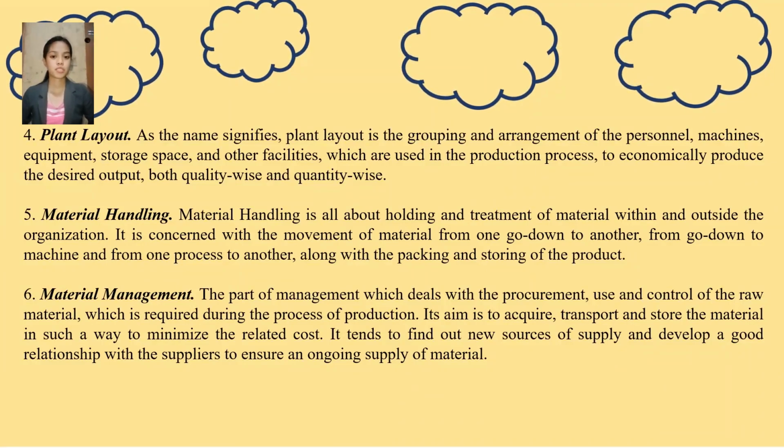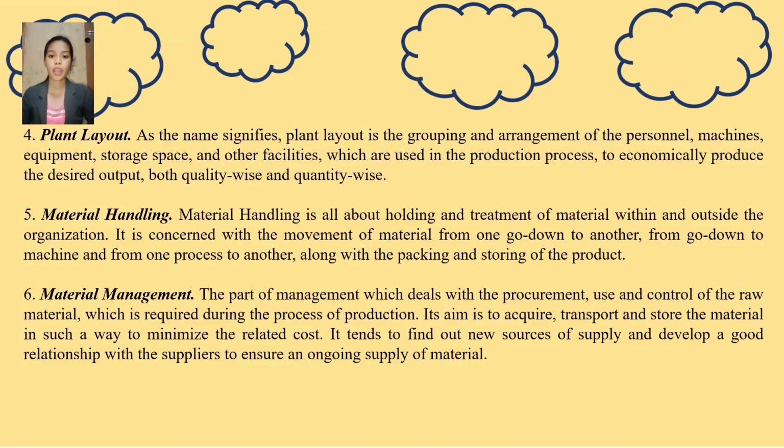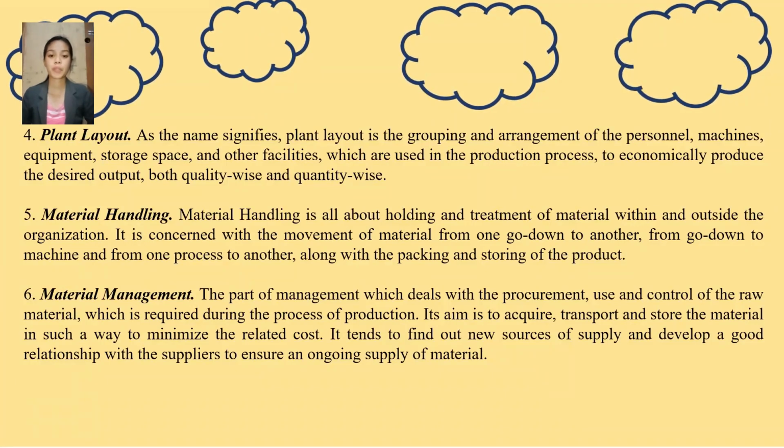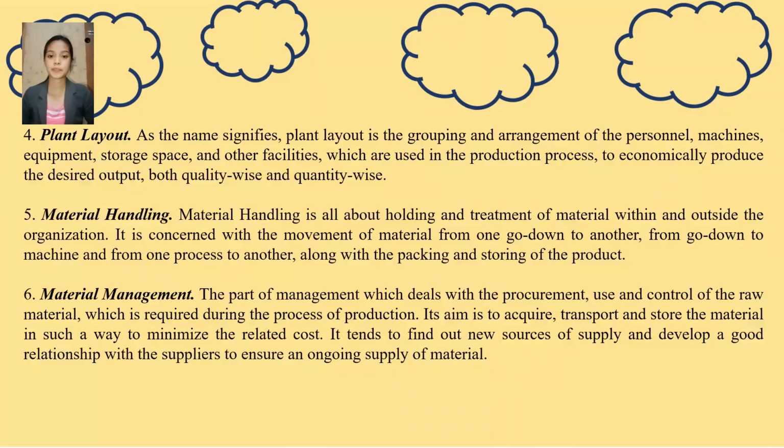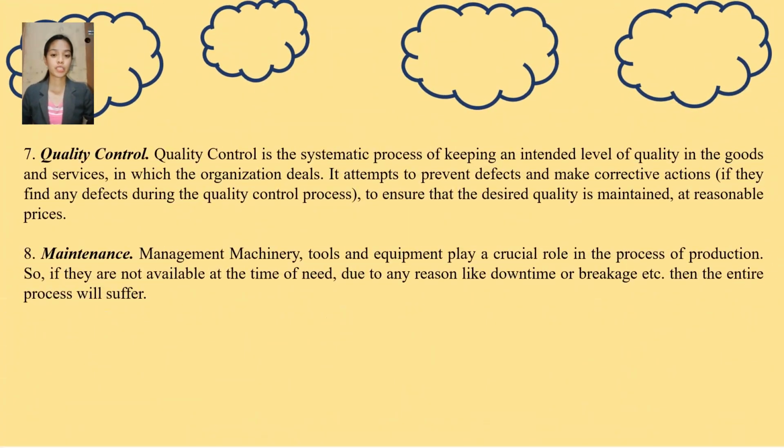Next is the material management, the part of management which deals with the procurement, use, and control of the raw material which is required during the process of production. It aims to acquire, transport, and store the material in such a way as to minimize the related costs. It intends to find new sources of supply and develop a good relationship with the suppliers to ensure an ongoing supply of material.